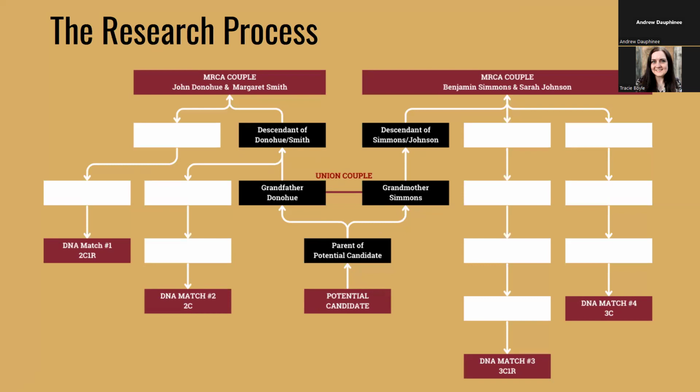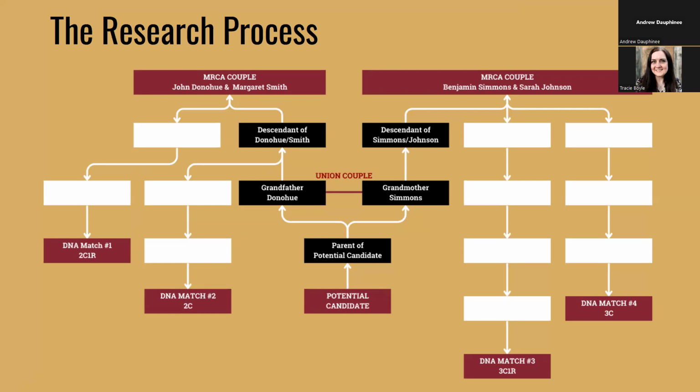Centimorgans, commonly referred to as cMs, are a unit of measure for the frequency of genetic recombination. Our goal is to pinpoint the most recent common ancestors, also known as MRCAs, and find the ones that are shared with other matches. For instance, in our example, the MRCA couple between match number 1 and match number 2 are John Donahue and Margaret Smith, while the MRCA between match number 3 and number 4 are Benjamin Simmons and Sarah Johnson.